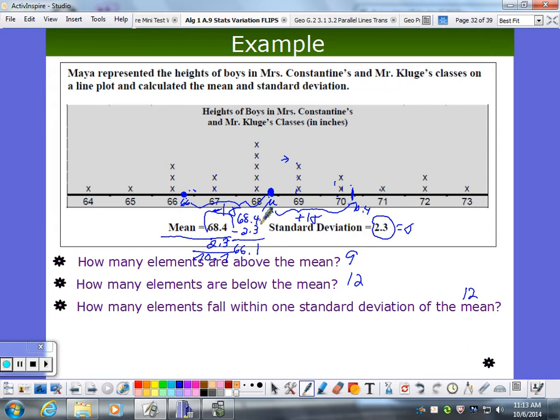This is kind of a key thing to what we're doing today. I'm counting by 2 points. Now what if I wanted to say how many are 2 standard deviations away? What would I do then? 4 points. What would I do then?